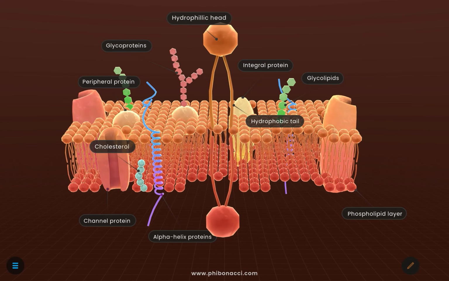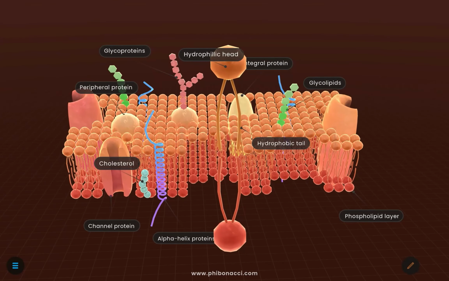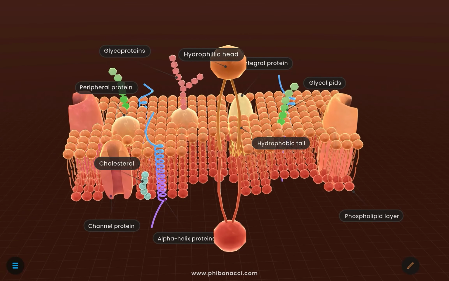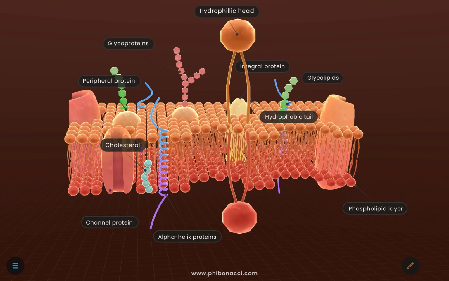Now the other components that the cell membrane has are different types of proteins. So the phospholipid layer is one major component, and then there are different types of proteins which are either embedded in the layer or present on the surface of the layer. We'll go through the different proteins one by one.